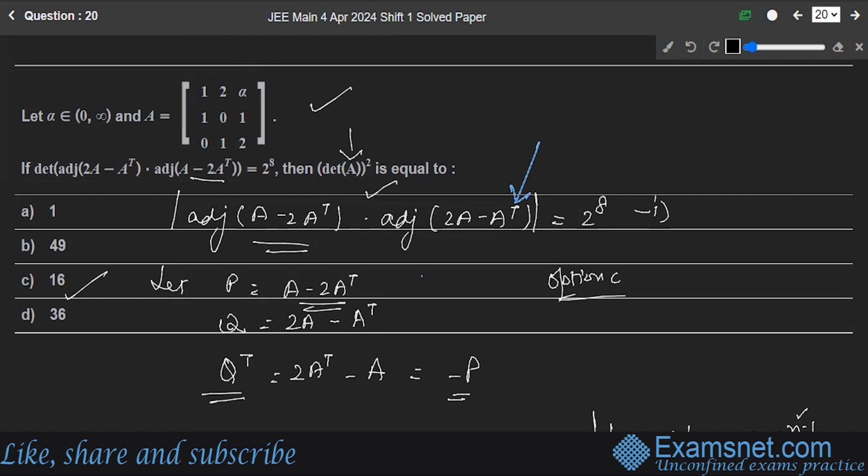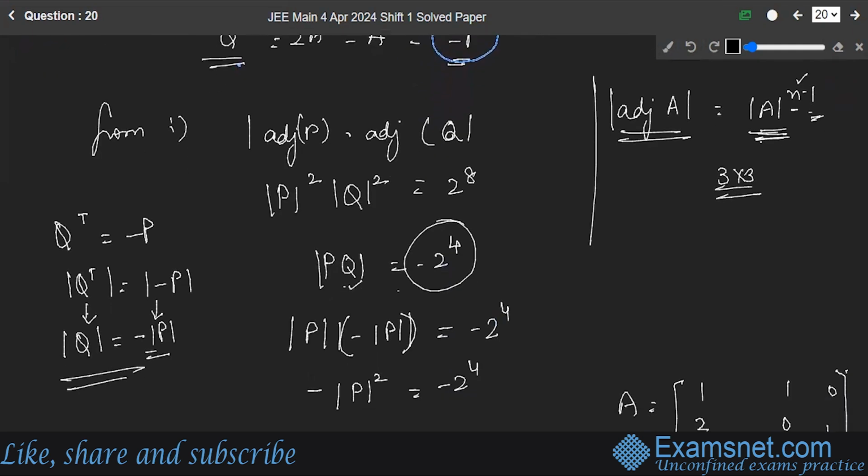And now let's suppose this is equal to P and this is equal to Q. So Q transpose came out to be equal to minus P. So from both of them, adjoint of the equation now becomes adjoint of P multiply adjoint of Q. And you know that determinant of the adjoint of any matrix is equal to determinant of that matrix raised to the power order of the matrix minus 1. Okay, this is a 3 by 3 order matrix.